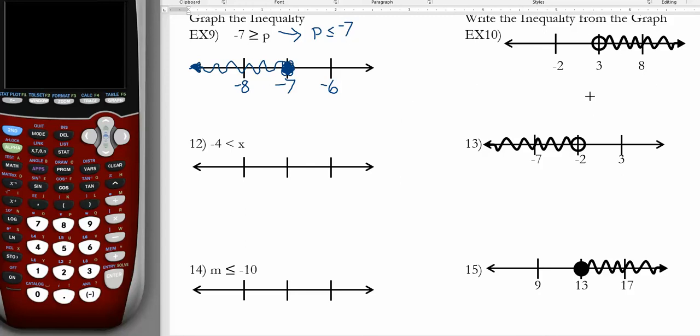Over here on example 10 though, we have that 3 is our focus. The letter does not matter. I just usually go with X. Now the shading is to the right, or if we see this 8, 8 is bigger than 3, so therefore X is greater than the 3.